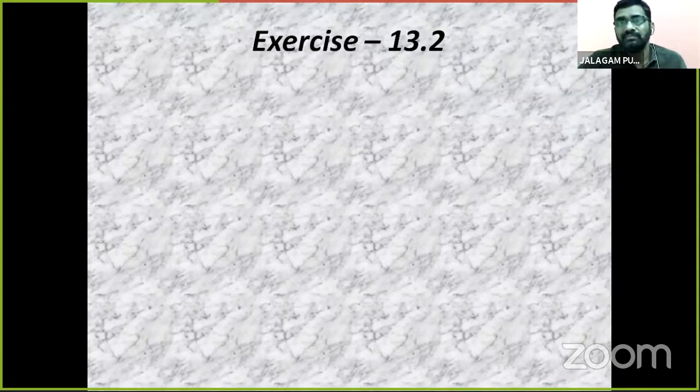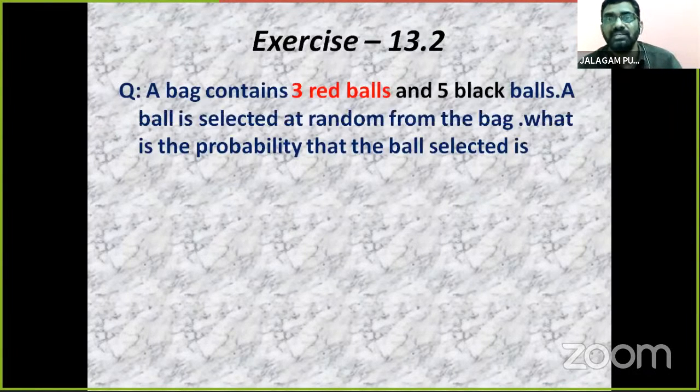Now we move into exercise 13, children. The first one is: a bag contains 3 red balls and 5 black balls. A ball is selected at random from the bag. What is the probability that the ball selected is? Here the bag contains 3 red balls and 5 black balls. A ball is selected at random from the bag.